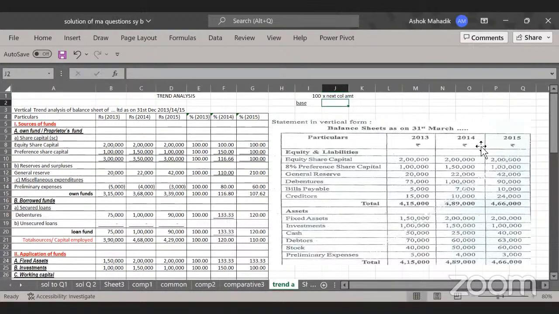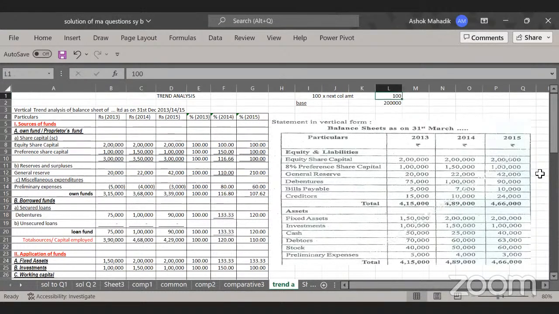I'll show you for first year. 100 divided by base is 2 lakhs. So I'm talking about equity share capital. Into second year amount is same, so it will come 100 only. Even third year amount is same, it will come 100. So I'll go to next item.